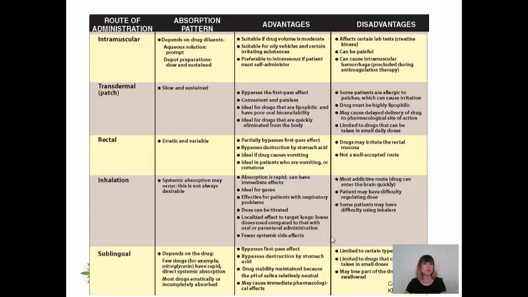Patches are useful because they can give a very slow and sustained absorption pattern, but a lot of drugs don't have the right chemistry to be able to be absorbed through the skin. Things have to be quite lipophilic.